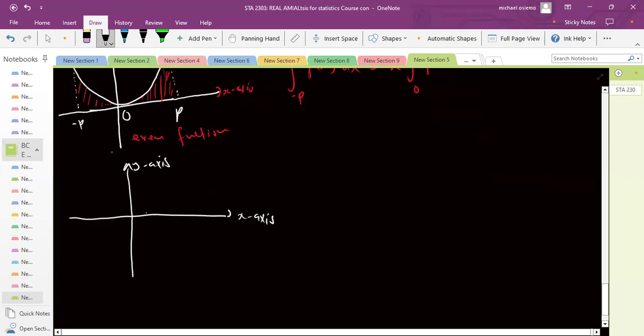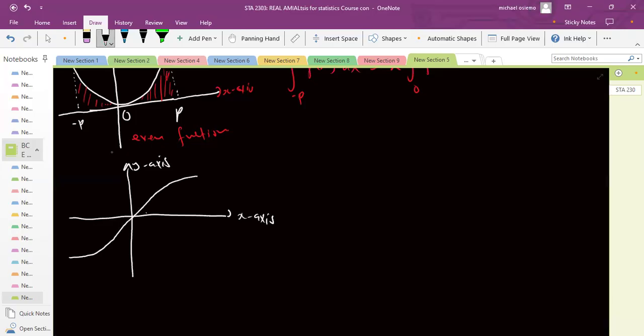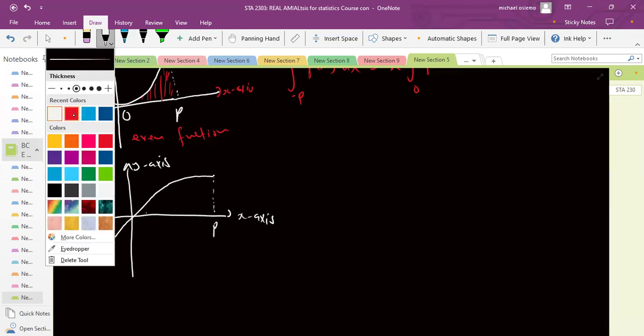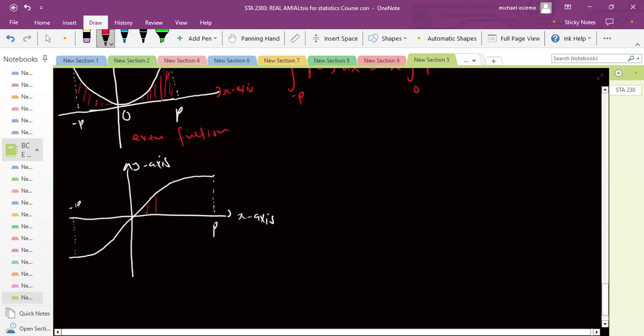So we're going to have a graph of the form like that, so that if you choose within a certain interval, we choose maybe from here, this one is negative p, then this one here is p. So it is symmetrical about the y-axis. Again, this is the area that you can find if we integrate this function within the given interval. We're going to obtain the red shaded region.